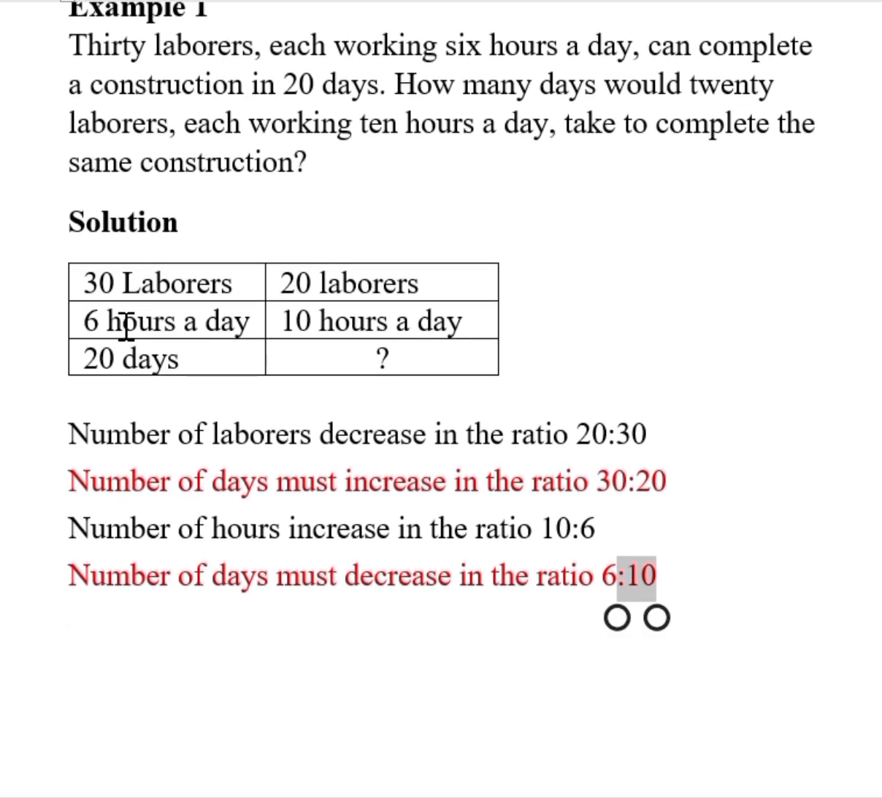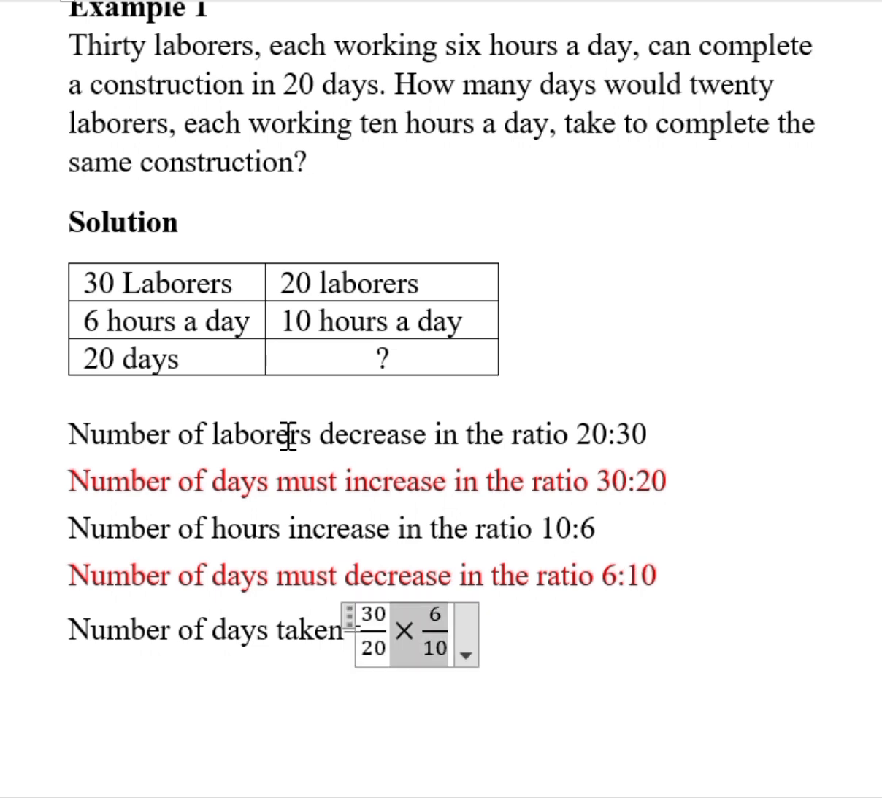Now, having used these two quantities and gotten the corresponding ratio for days, we shall now work out the actual number of days. The number of days taken will be equal to this one in fraction form, which is always given by the first ratio over the second ratio. So it will be 30 over 20 times this one in fraction form. You write the first ratio over the second one always, so that will be 6 over 10, then times the number of days we have here, which is 20. If you work that out, you will get 18 days.